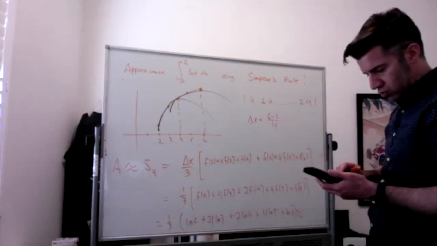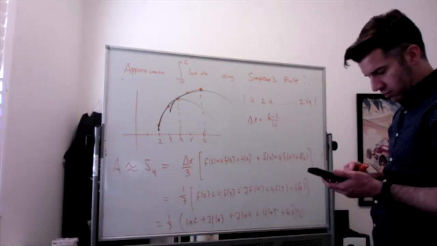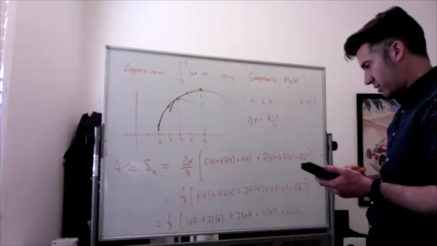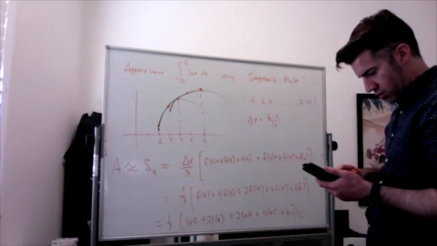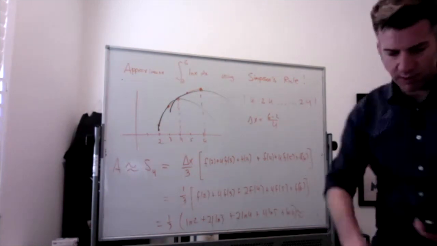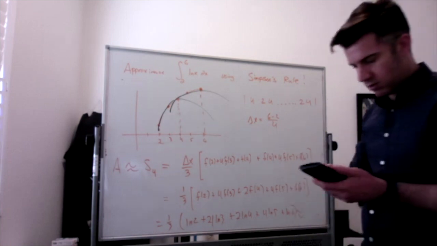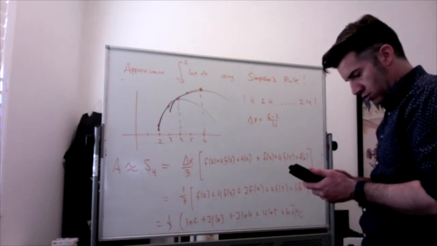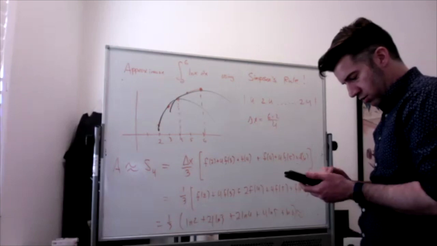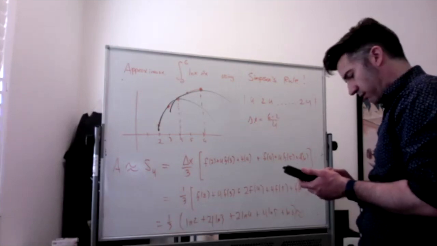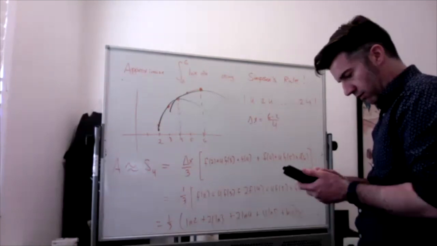We get natural log of 2 plus 4 natural log of 3. Doing this with a pen in your hand is less than ideal. Plus 2 natural log of 4 plus 4 natural log of 5.